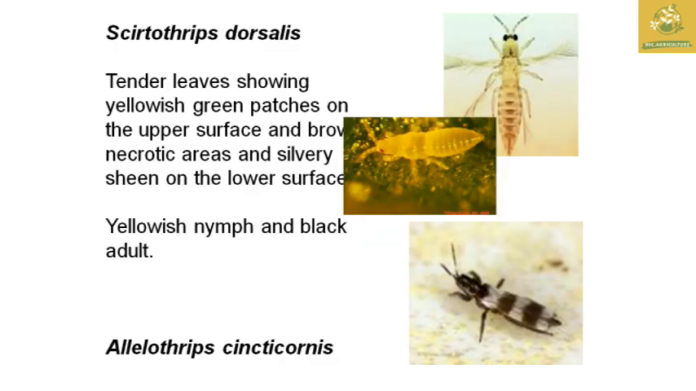And the next one is Scirtothrips dorsalis, where the tender leaf shows yellowish green patches on the upper surface, and there are brown necrotic areas as well as a silvery sheen on the lower surface, which is the characteristic identification of Scirtothrips. Both the yellow and black adults and nymphs cause damage to the plant. And there is another species, Ayyaria chaetophora, the Allothrips species name.